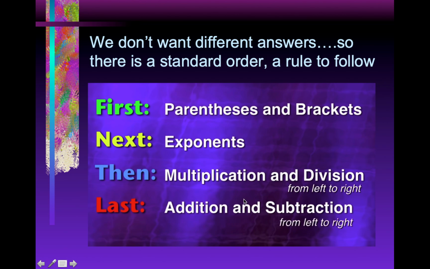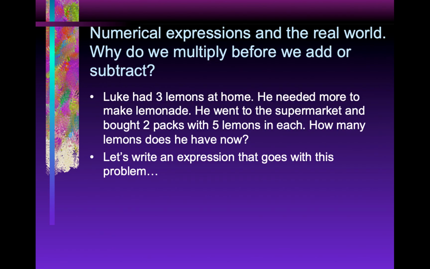But I actually like to explain to students why this works that way, okay? And there's a reason. I'm going to show you 3 examples of numerical expressions created on word problems, and you'll see why multiplication, for example, is usually done before addition. Let's take a look at this problem. Luke has 3 lemons at home. He needed more to make lemonade. He went to the supermarket and bought 2 packs with 5 lemons in each pack. How many lemons does he have now?